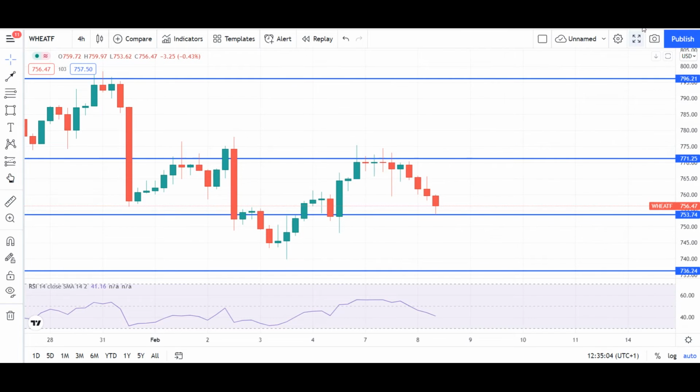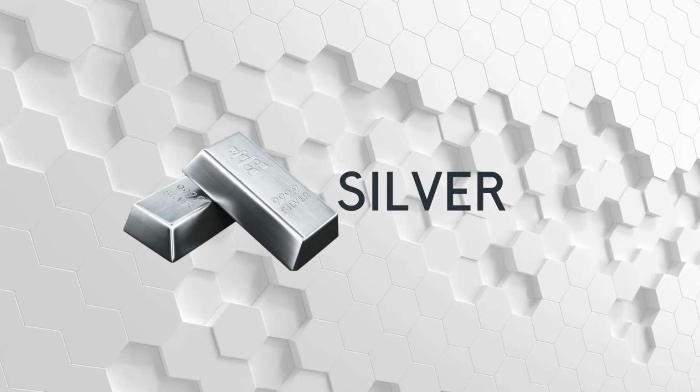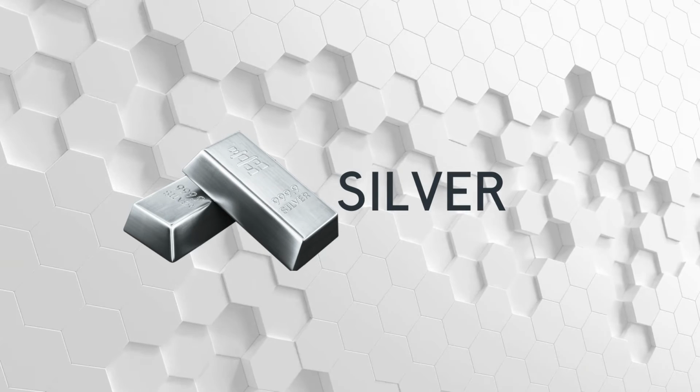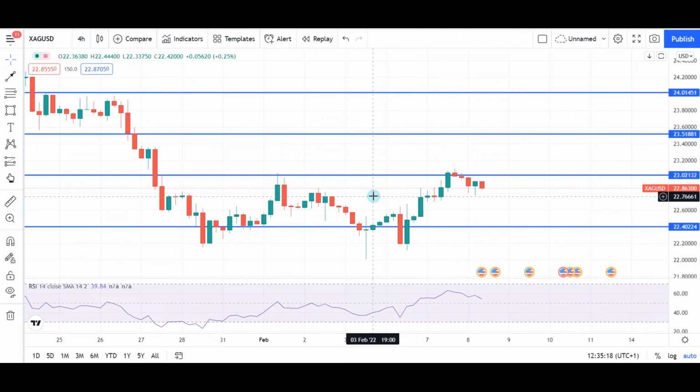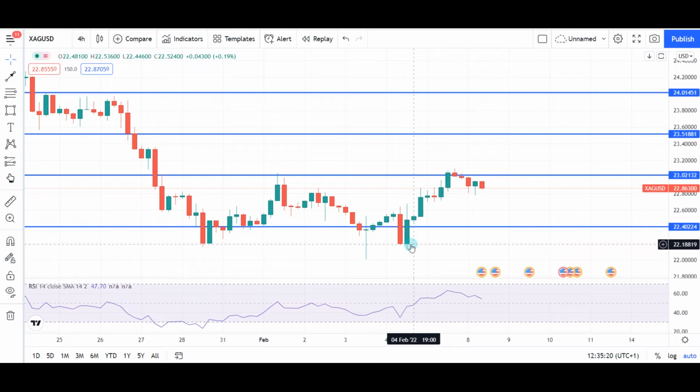Let's look at our last chart. All right, our last chart is silver. As you can see here, in recent trading hours we see some decline in silver prices. The reason: it went up from the 22.15 level to the $23 level.